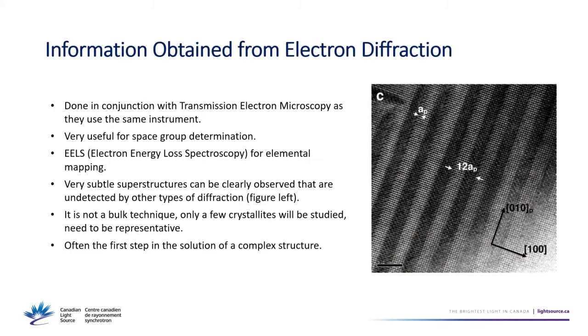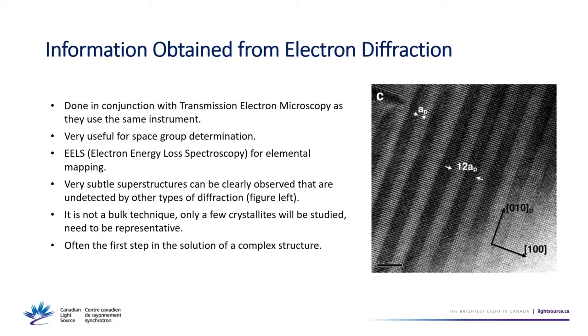And you saw more information about electron diffraction. You use the same instrument that you use for transmission electron microscopy, so you can get both microscopy and electron diffraction off the same point in the sample. And it's very useful for space group determination. You can do other stuff like EELS to map out elemental composition. And you can often see very subtle structural features, like these stripes in this material here, that you wouldn't be able to see with X-rays or neutrons.